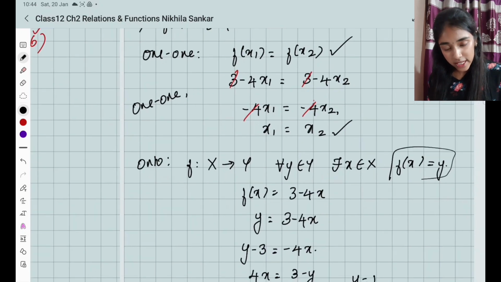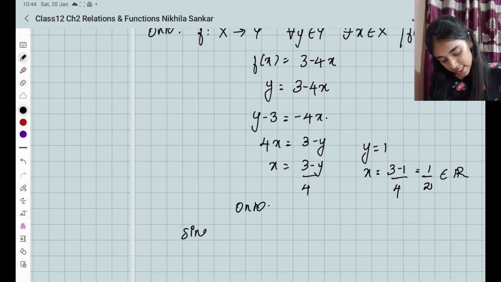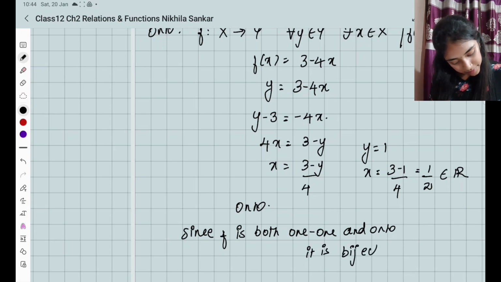It is going to be all real numbers. So x belongs to all real numbers and hence it is onto. So how should we write the final answer? Since f is both one-one and onto, it is bijective. Okay, that's all.